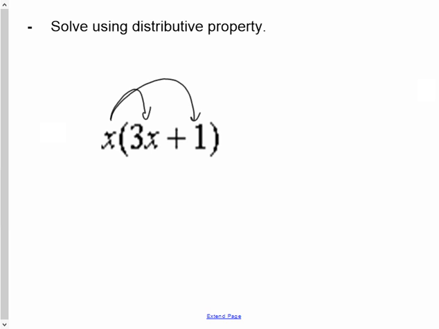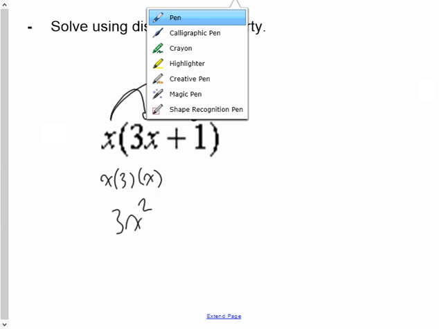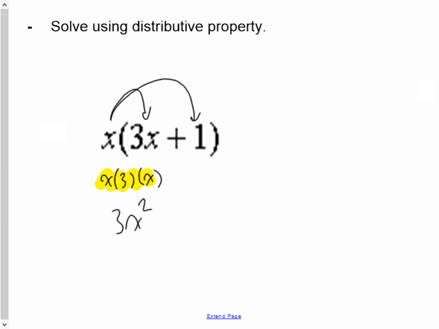X times 3x, you do not need to write it like this, but if you did, it would help you see that it's 3x squared better. You do not have to write this step here, but if you're a little weak, it might help you to do that. And x times 1 is simply 1x, or simply x. And again, going back to chapter 5, 3x squared plus x, you cannot add it any further because they are not like terms.